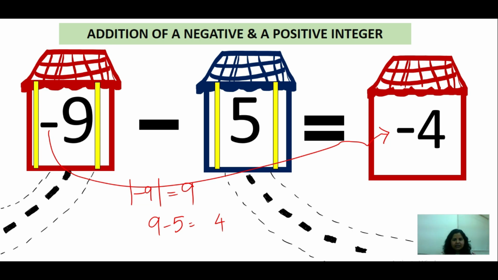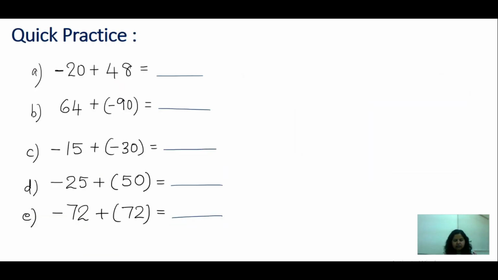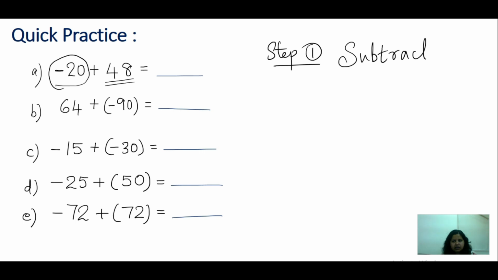Now I have put some questions here for your skill check. If you're getting them right, that means you have understood the concept. We have the first question, A, which is minus 20 plus 48. Note that it's a difference of sign here. You have a negative 20 and a positive 48. Whenever you have a difference in sign, step 1 is to subtract. So you're going to subtract the integers.